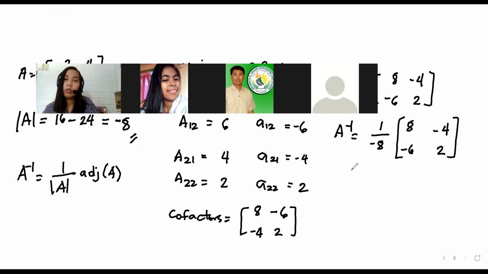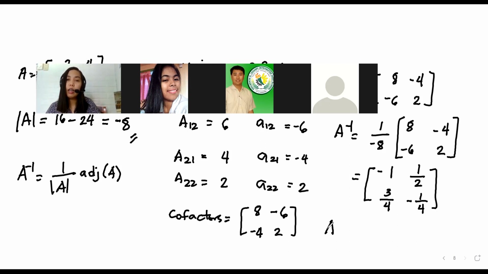So we'll have negative 1/8 times 8, which is negative 1. Negative 1/8 times negative 4 is positive 1/2. Negative times negative 6 becomes positive 6/8, which simplifies to 3/4. 2 multiplied by negative 1/8 is negative 1/4. So again, you can double check your answer.